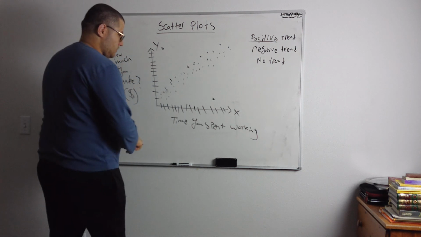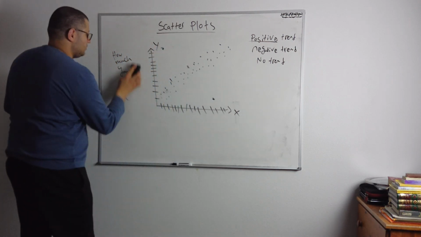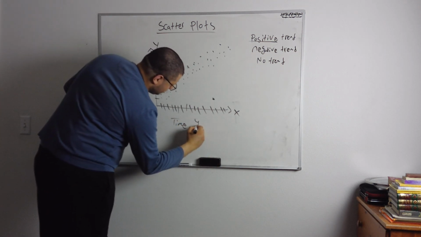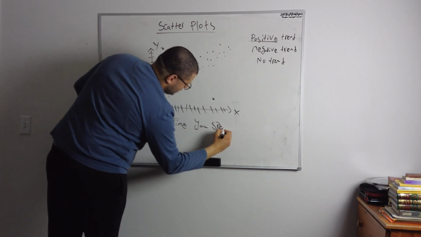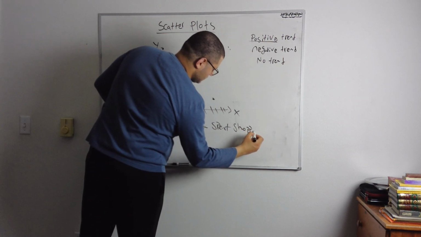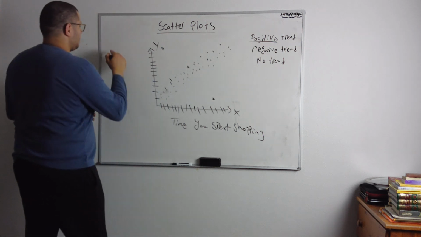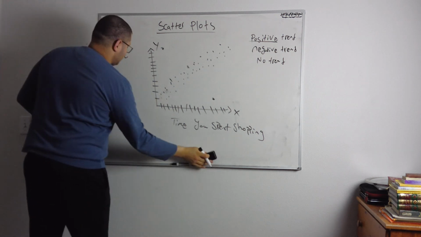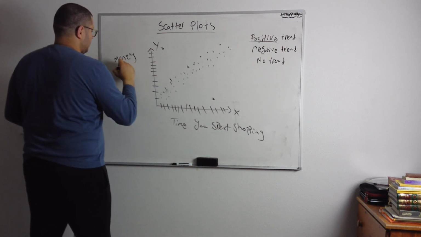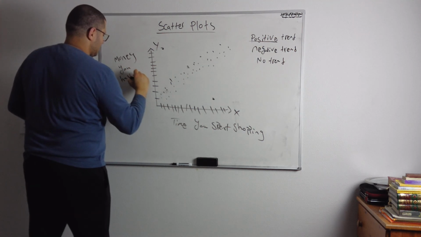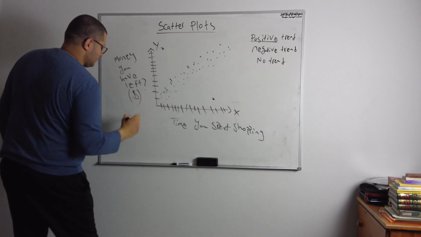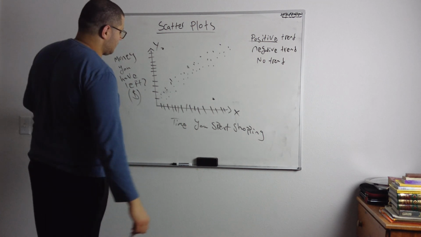So, for example, let's change the x and y representation. Let's say this is the time you spent shopping, and this is the money you have left. Time you spent shopping, money you have left.